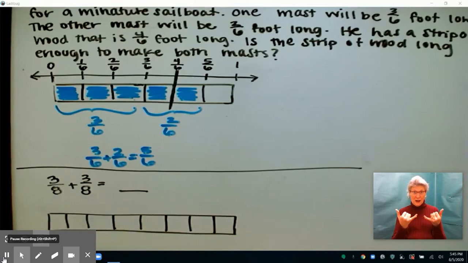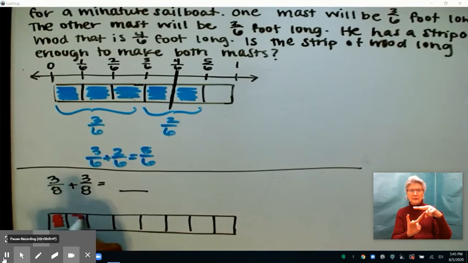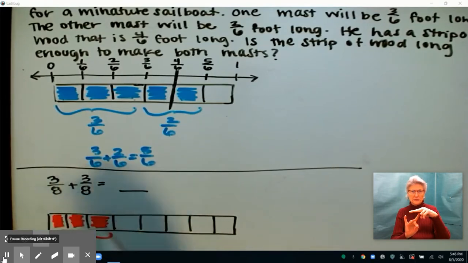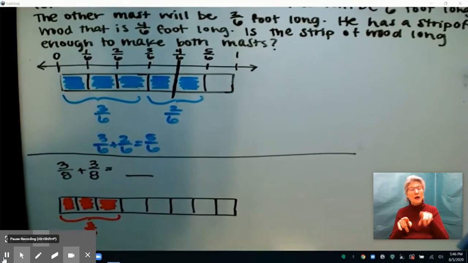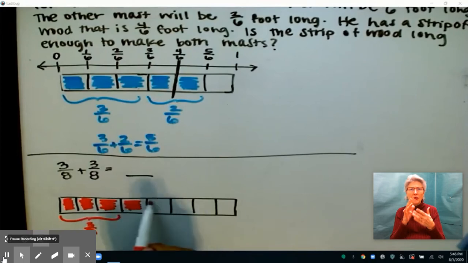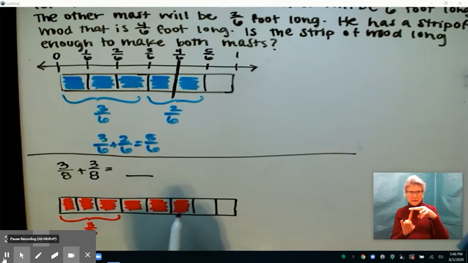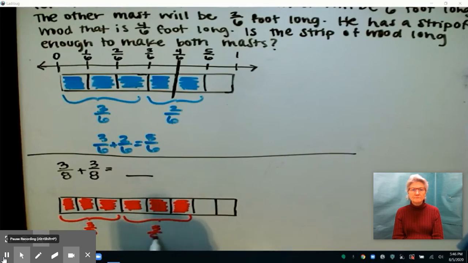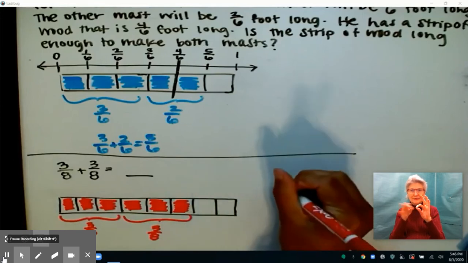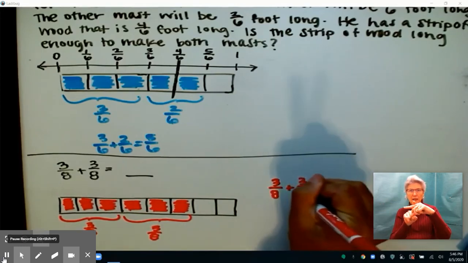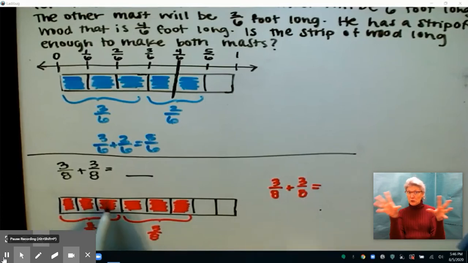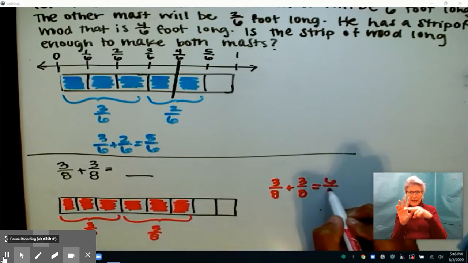Now I'm going to start shading and labeling my rectangle. I know that my first fraction that I'm working with is 3/8, so I'm going to shade in 1, 2, 3/8. And my second fraction is 3/8 as well, so I will do the same thing, shading in 3 pieces, 3 1/8-size pieces. And then I can use that to write my equation, which is 3/8 plus 3/8, which we see is a total of 1, 2, 3, 4, 5, 6/8.